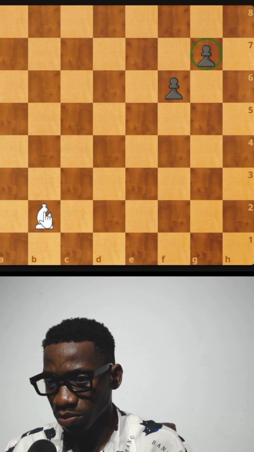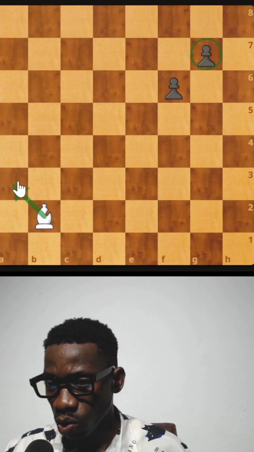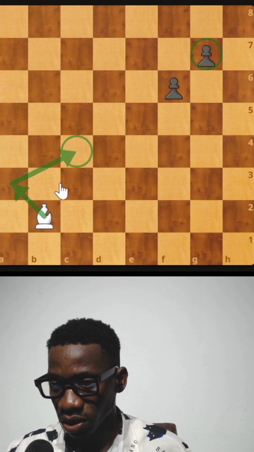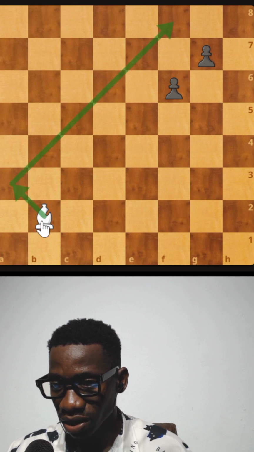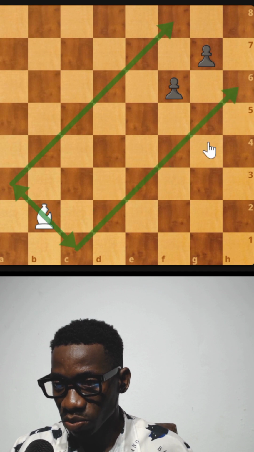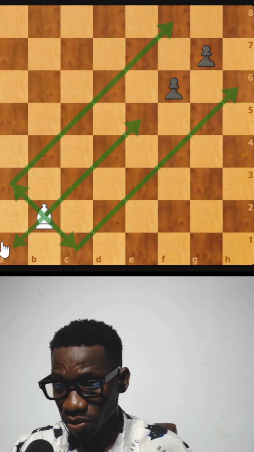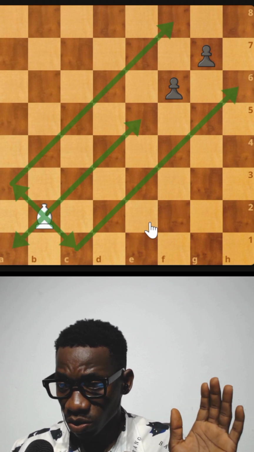I told you guys that the bishop moves diagonally, only on the dark diagonals. Are you seeing it? Only on the dark diagonals. That's how the bishop moves. It can also come back, mind you. So that's how the bishop moves.